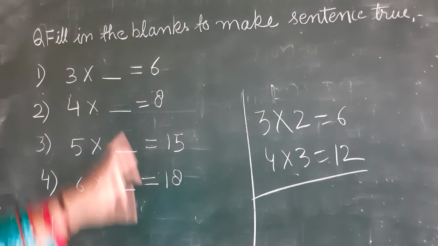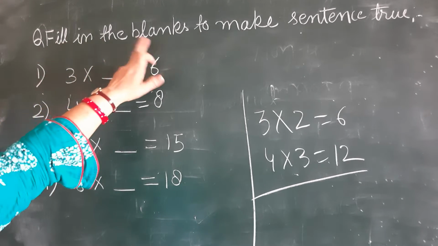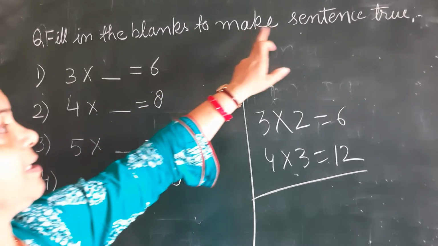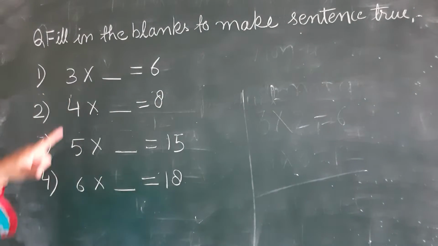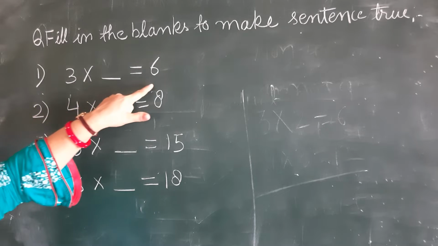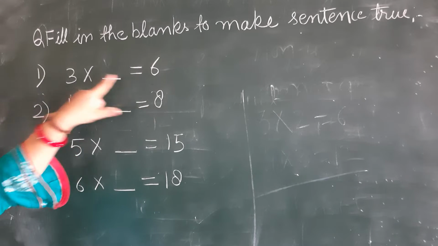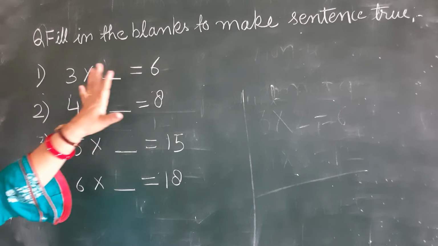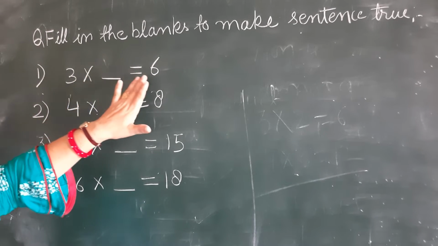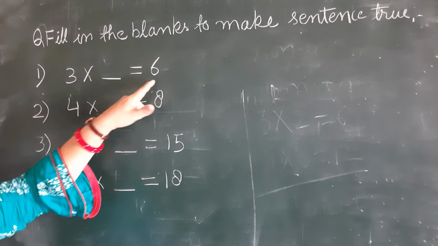Okay, so here it is fill in the blanks. Fill in the blanks to make the sentence true. Our question is just like this: 3 into dash is equal to 6. We have to fill in the blank to make the sentence true. It means what will come here so that their product will be 6.